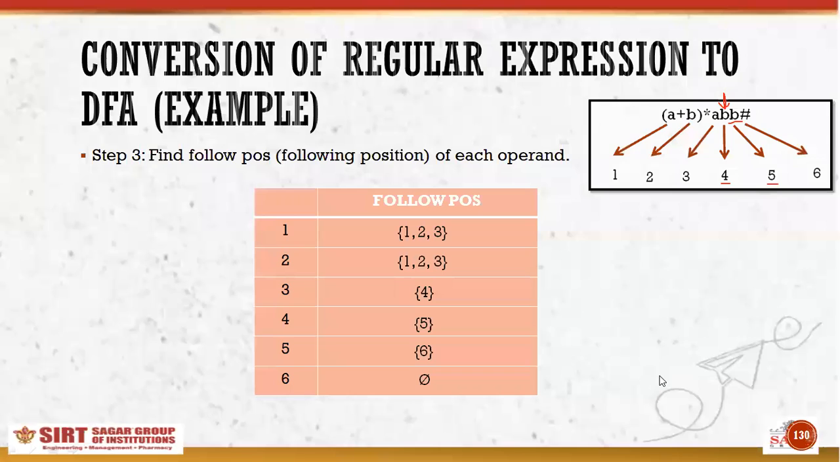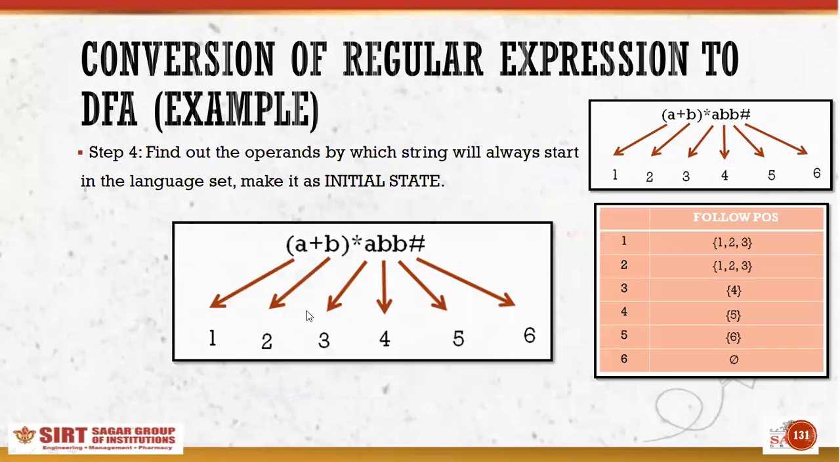Now, what is the next step? In the next step, I will find out the initial state of the machine. So what I'll do, I will try to understand what type of strings this complete regular expression will generate. Or in other words, what are the operands by which the strings will always start? So there is a possibility that one will come in the string at the first place, or there is a possibility that two comes at first place, because any possible combination of A and B can come. So B can also come at first place.